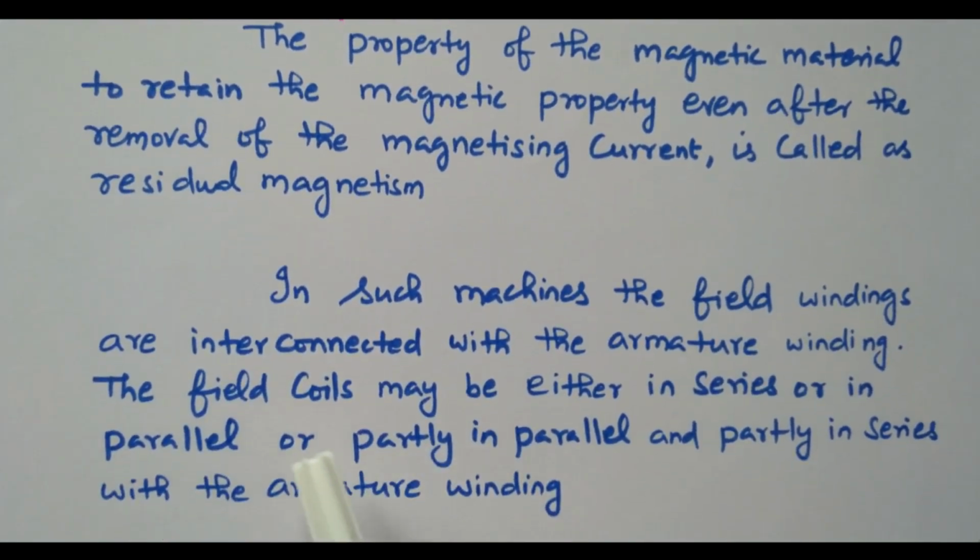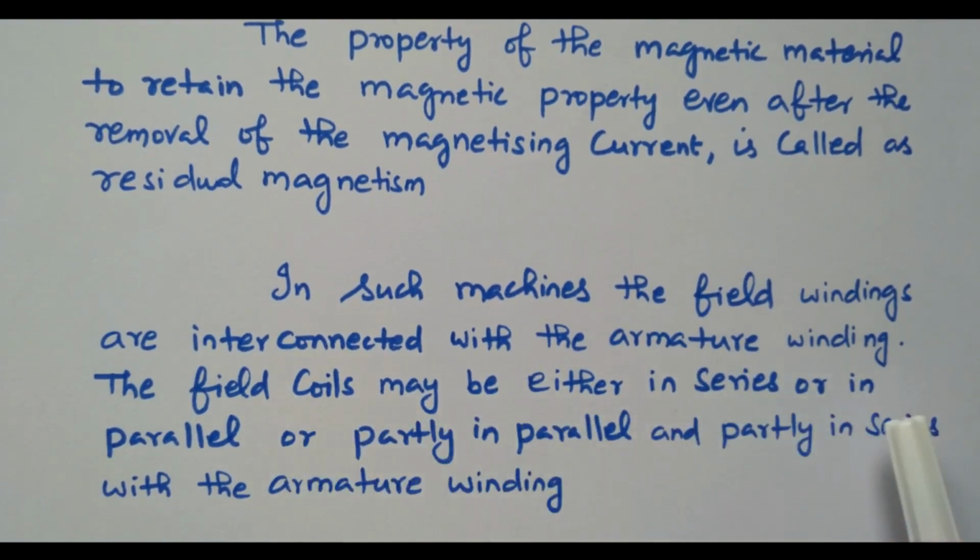In such machines, the field windings are interconnected with the armature winding. The field coil may be either in series or in parallel, or both in series as well as parallel with the armature winding. So the armature and fields are connected in three different ways. Due to residual magnetism, the field windings become a magnet, and since the armature winding and field winding are connected, the current generated from the armature also passes through the field winding.